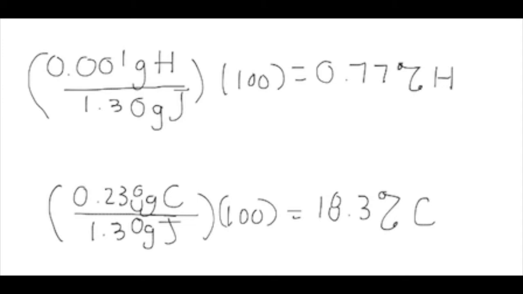Now we determine the percentage by mass of carbon and hydrogen in J. To do this, we take the numbers that we just got. For hydrogen, we will do 0.001 grams of hydrogen over the amount of J, which is 1.30 grams, and we times it by 100 to get 0.77% of hydrogen. Then we do the same for carbon, and we take 0.238 grams and divide it by the same number, which is 1.30 grams of J. Multiply it by 100, and we get 18.3% of carbon.